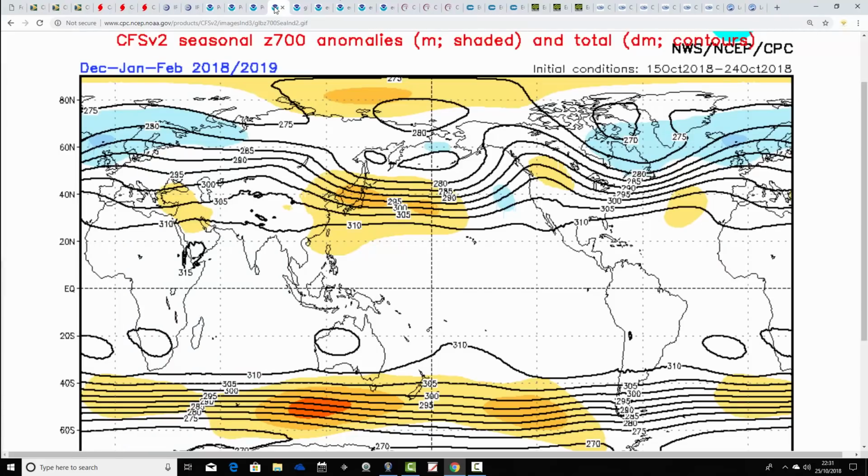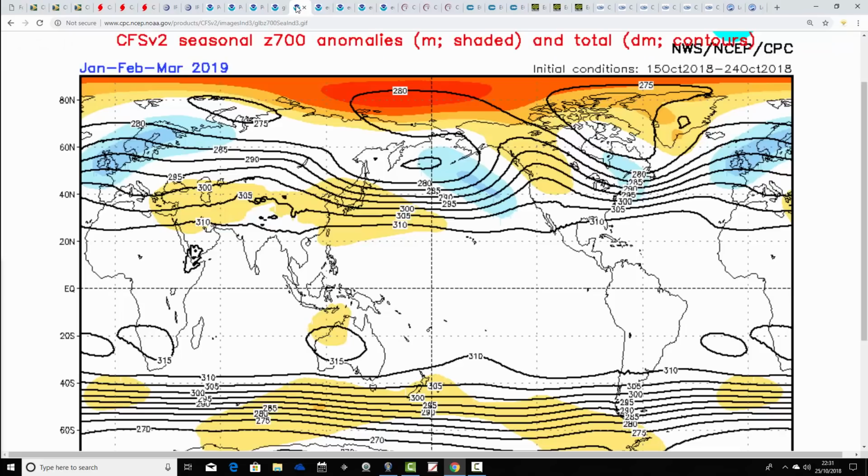CFSv2 looks like this. This is a 700 millibar height anomaly from the CFSv2, with below average heights to the north of the British Isles and above average heights some way away from us in the central part of the Atlantic Ocean. The jet stream and the flow is going through something like that. So a rather Atlantic-driven and pretty mild winter would be the signal there from the CFSv2 in terms of the 700 millibar height anomaly for the winter of 2018-19.